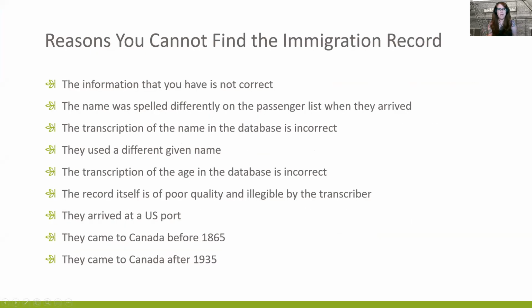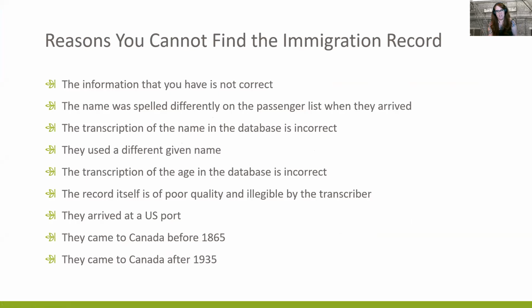So why can't you find that immigration record in 1865 to 1935 when you know that it should be there? First and foremost, oftentimes the information that you have is not correct. So yeah, it's unfortunate, but sometimes we base our research on the family oral histories and things like that, which we know aren't always 100% correct. Sometimes they are, but sometimes they're not.